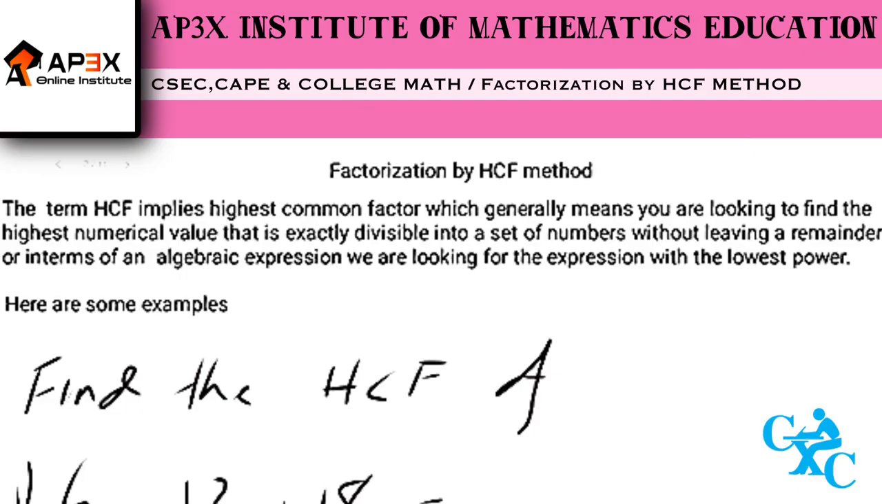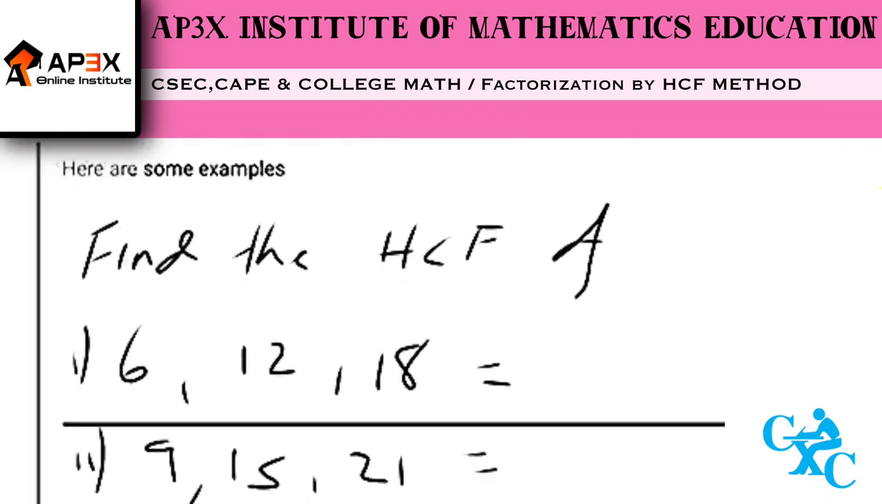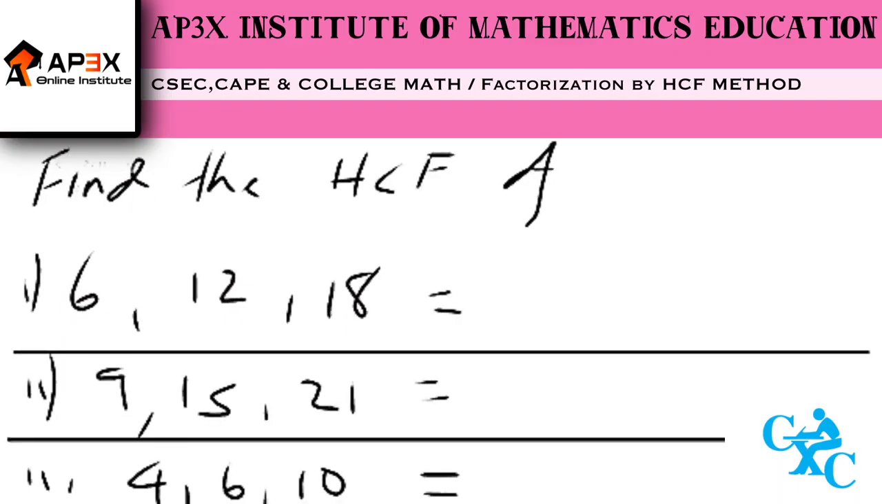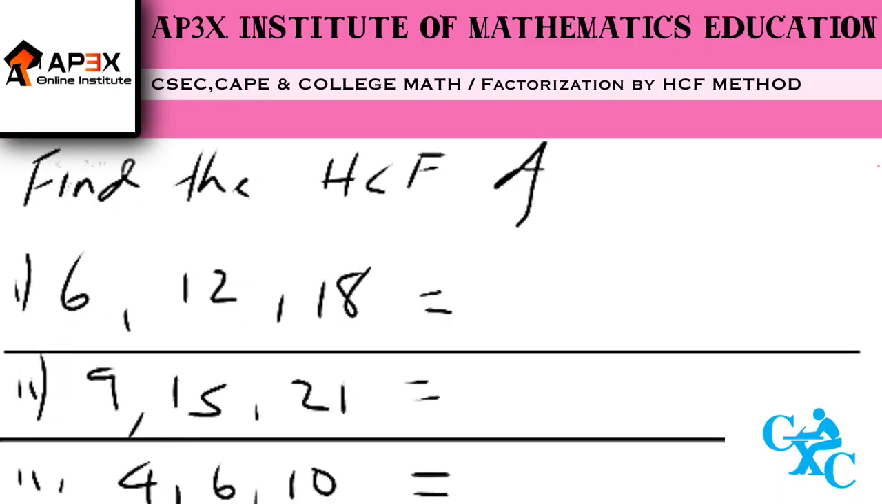Now, in order for us to comprehensively understand this, I'm going to take you a little bit back to maybe grade 4, grade 5, perhaps even grade 2, where you would have learned an archaic approach towards finding the HCF. Numerically, should you ask yourself what is the HCF of 6, 12, and 18, for example, in example number 1 here?